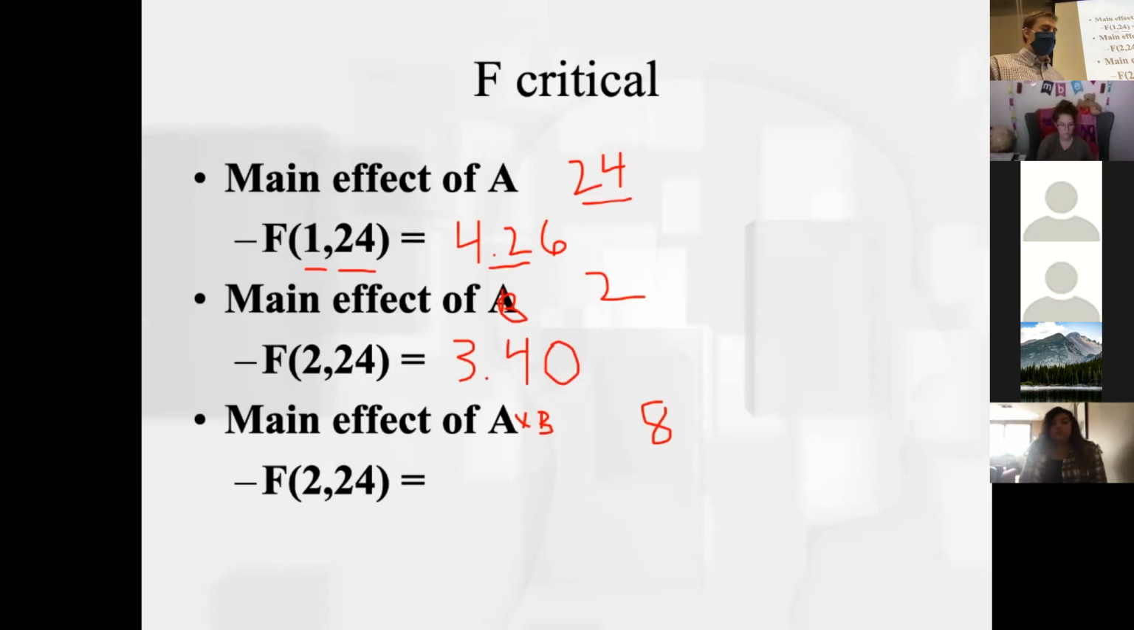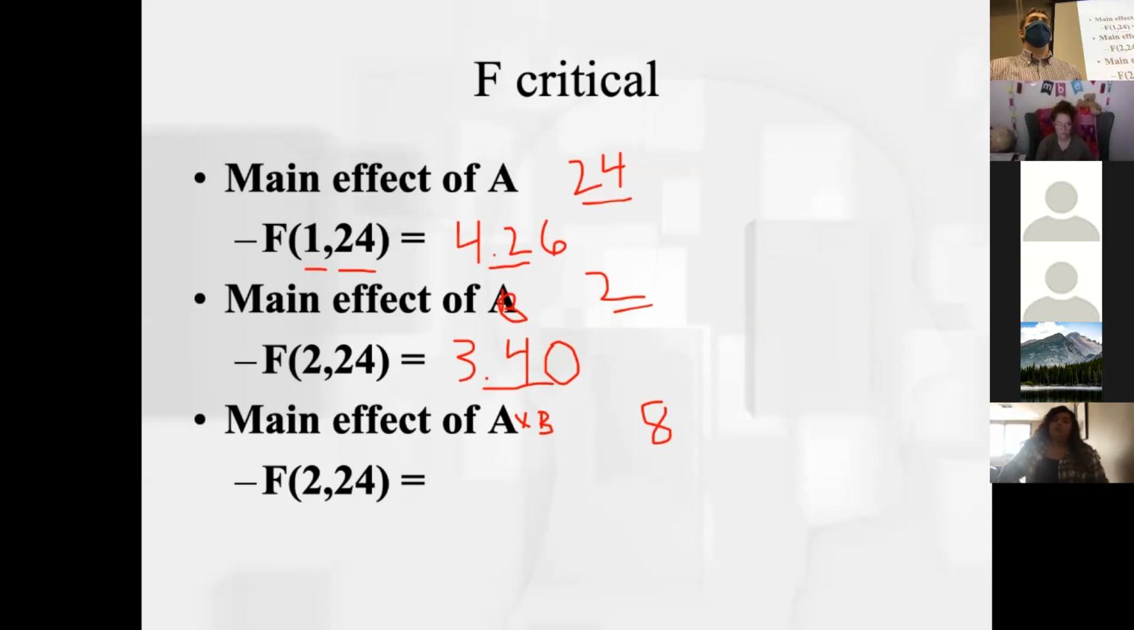So do we reject or fail to reject? Fail to reject or retain would be the same thing. But do we reject or retain the null hypothesis? Retain. We retain the null hypothesis, right? Because this is smaller than this. So in layman's terms, this is saying that there is no effect for temperature on performance.